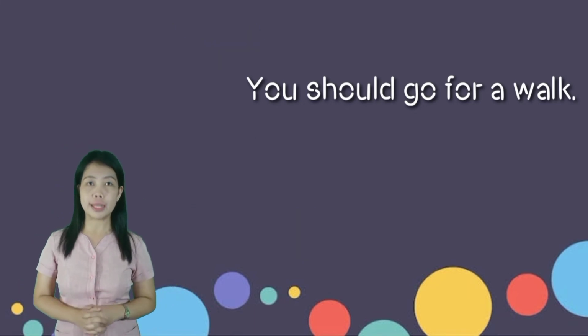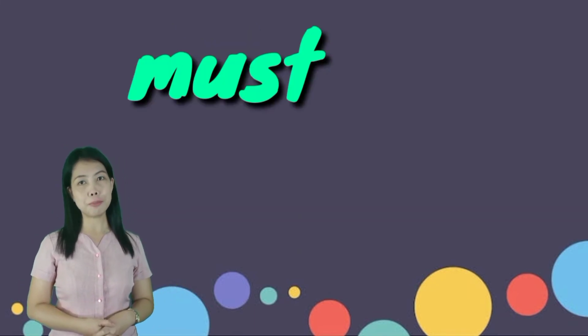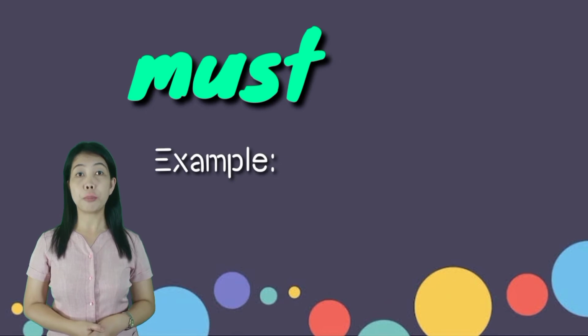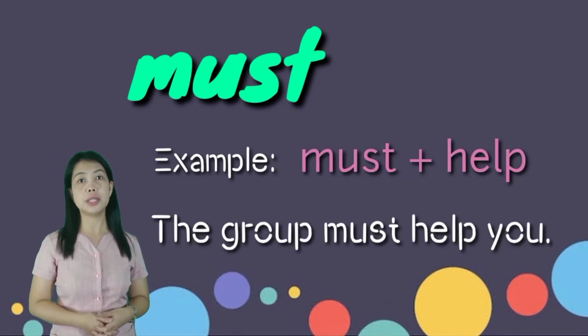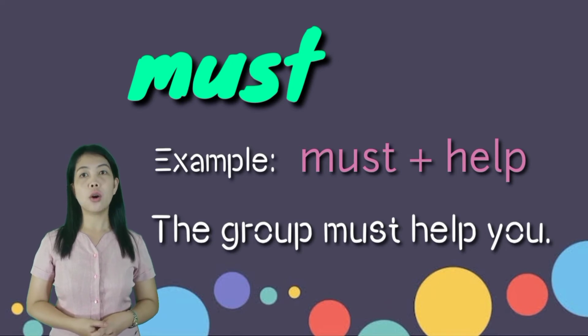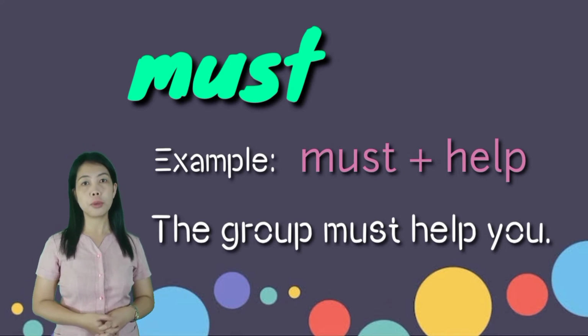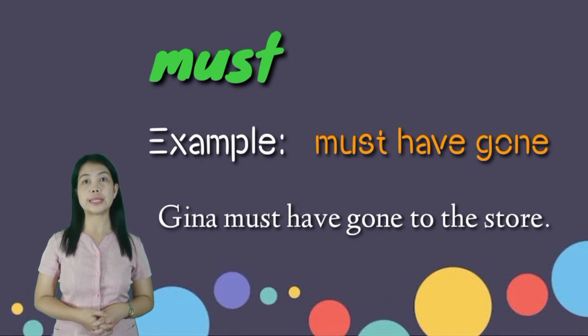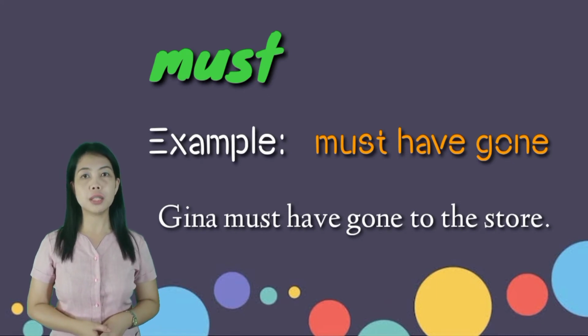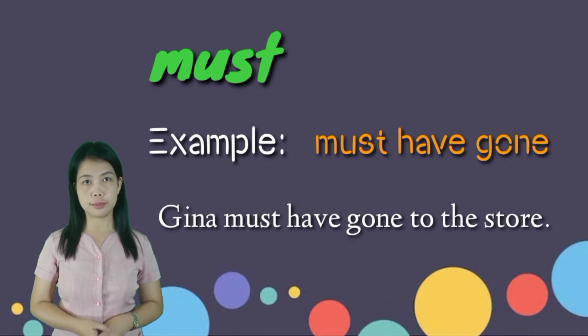The modal verb must only exists in simple present and present perfect forms. While the present form can express obligation, necessity, or certainty, or strong probability, the present perfect forms only express strongly felt opinion or supposition.